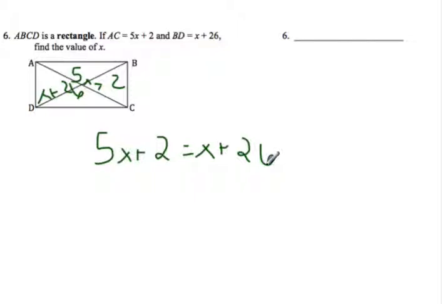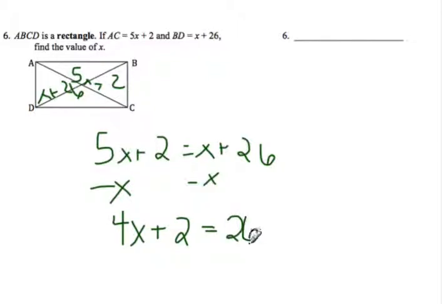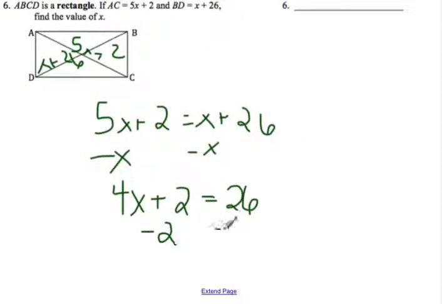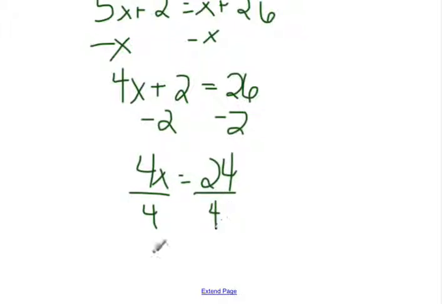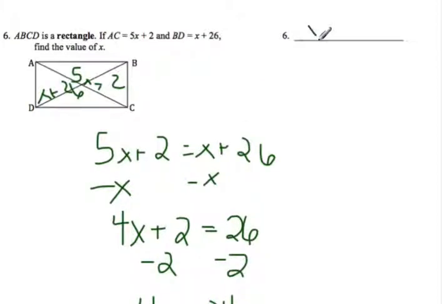properties of a rectangle. So now I want to get this positive x over to the other side, and I do that by subtracting. 5x minus x is 4x, and then plus 2 is equal to 26. So now I need to get that plus 2 over to the other side, and I get that 4x is equal to 24. Now that x is being multiplied by the 4, so I'm going to divide both sides by 4, and I get that x is equal to 6. So that's my final answer for number 6, is that x is equal to 6.